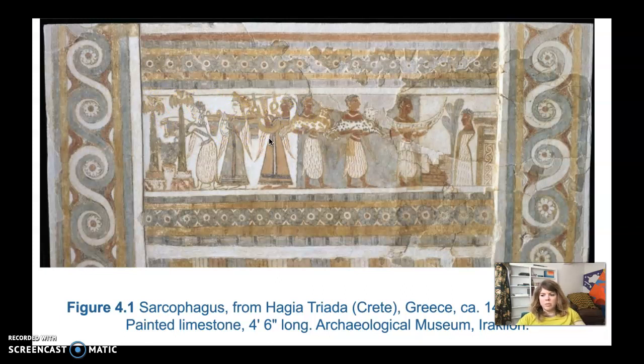You can see the women are pictured as having light skin and the men have dark skin. This is a common convention found in Minoan art specifically. It's just one way of telling the difference between men and women rather quickly. It's a common convention used, and it's how they told the sexes apart.